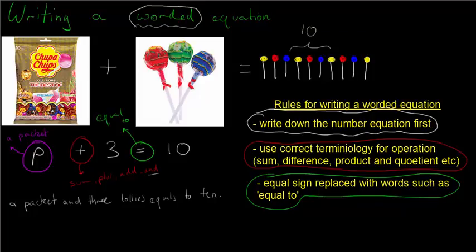But that's what we have to do for writing equations. Let's put down the number equation first. That's always the first thing we have to do. Then figure out, for the operation we have, in this case plus, what kind of terminology we can use. So we could use sum, plus, add, or and. And then instead of writing an equal sign, let's write equal to for our worded equation. And then let's put that into words.